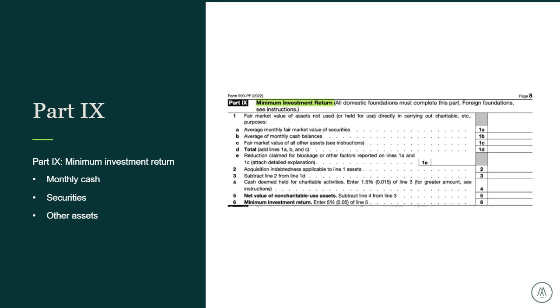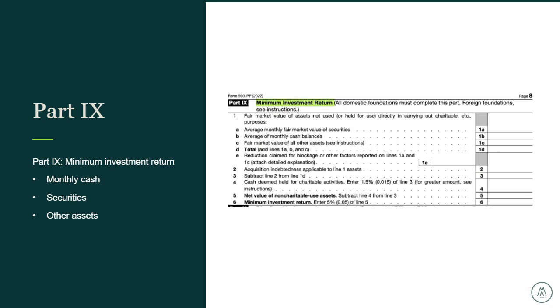These can be valued annually at one point in time, so it's not an average over the year. A foundation can pick the date. You could pick the beginning of the year, the end of the year, or the middle of the year. That date just must still be used going forward every year. There's also an adjustment if the asset's held for less than a full year.